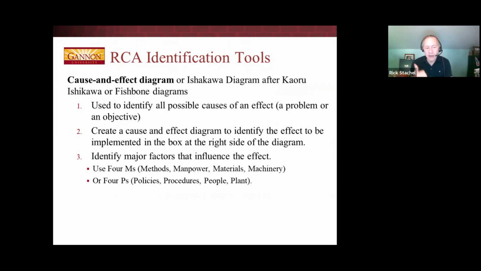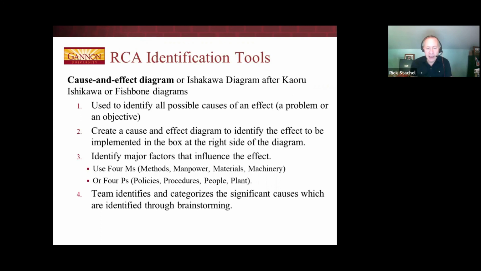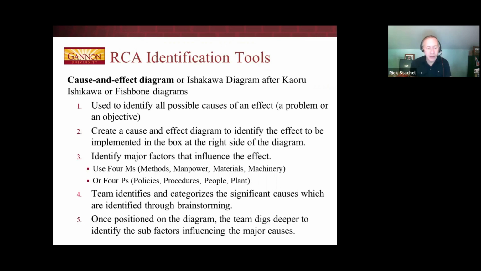The methods: you identify all the methods, manpower, materials, or machinery, the 4 M's, or the 4 P's, the policies, procedures, people, and plant. And then the team identifies all the particular categories and the significant causes through brainstorming, like a lot of these other things. And then, positioned on the diagram, the team digs deeper to identify the sub-factors.